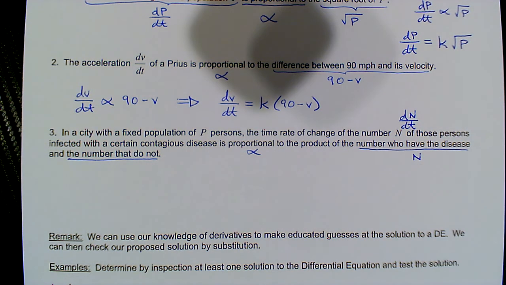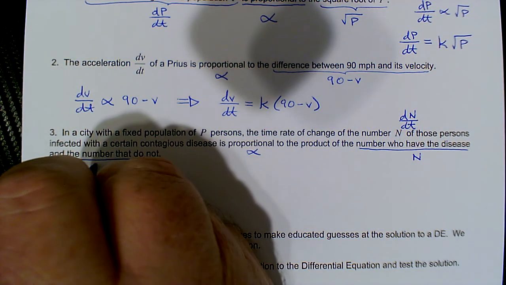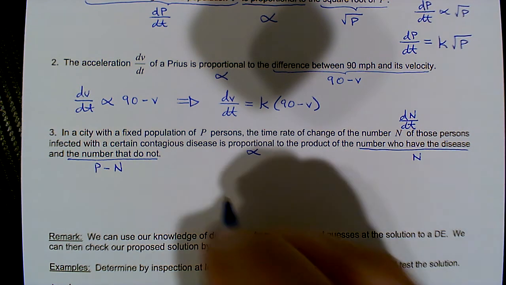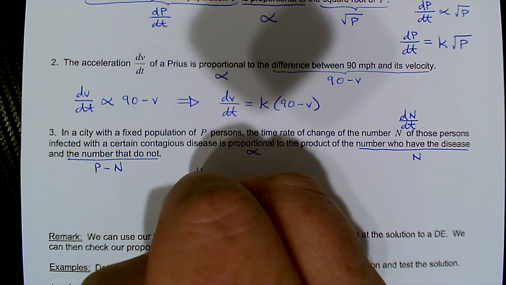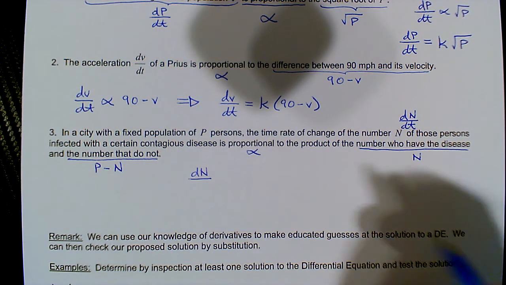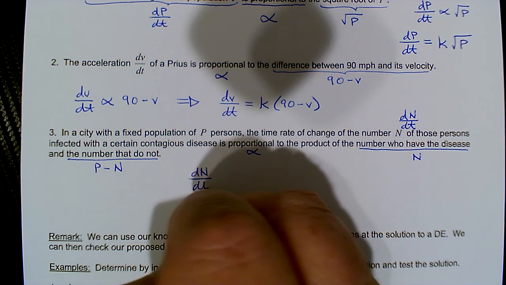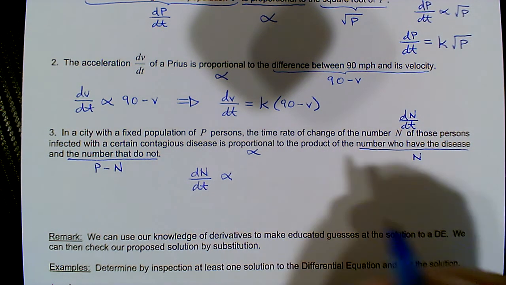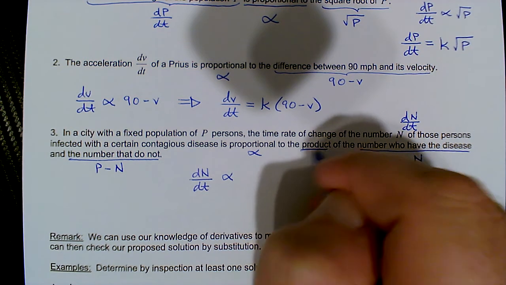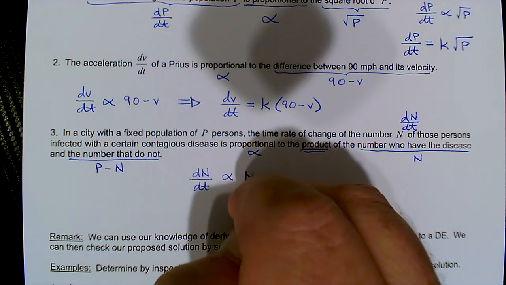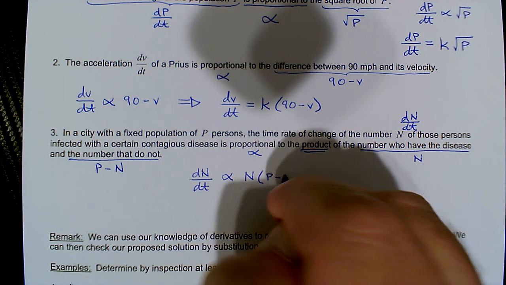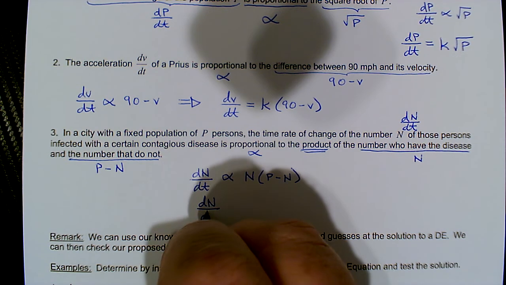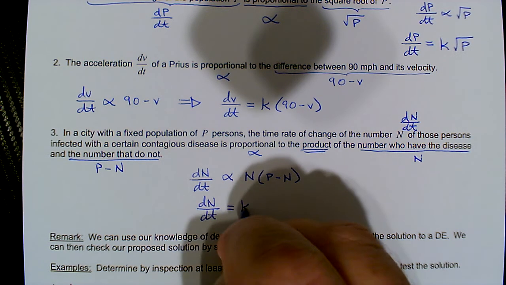So therefore, the time rate of change of the number of people that have it, dn dt, is proportional to the product of n and p minus n. So therefore we could write that dn dt as an equation is equal to k times n times the binomial quantity p minus n.